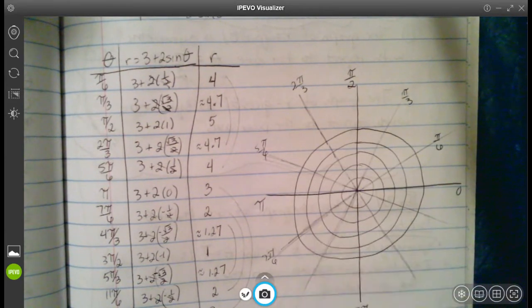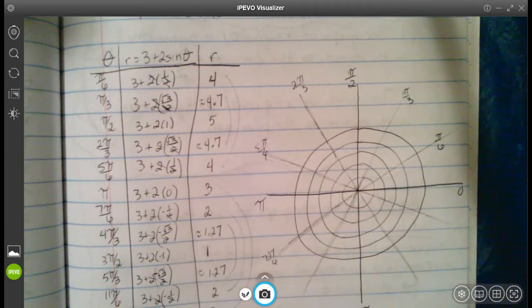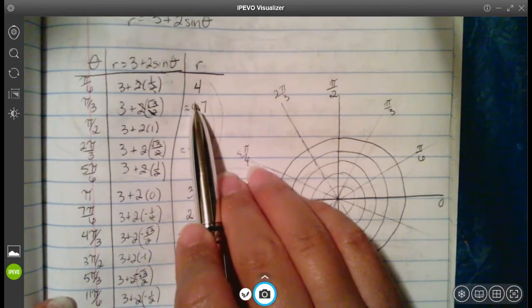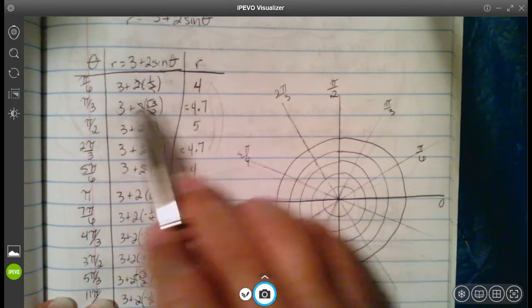It depends where we start, so just keep that in mind. I don't think we have any negatives, so it shouldn't affect us, but just in case. So let's go ahead and see. I'm just going to jump right into it. For the first one, we have 4 and then pi over 6.